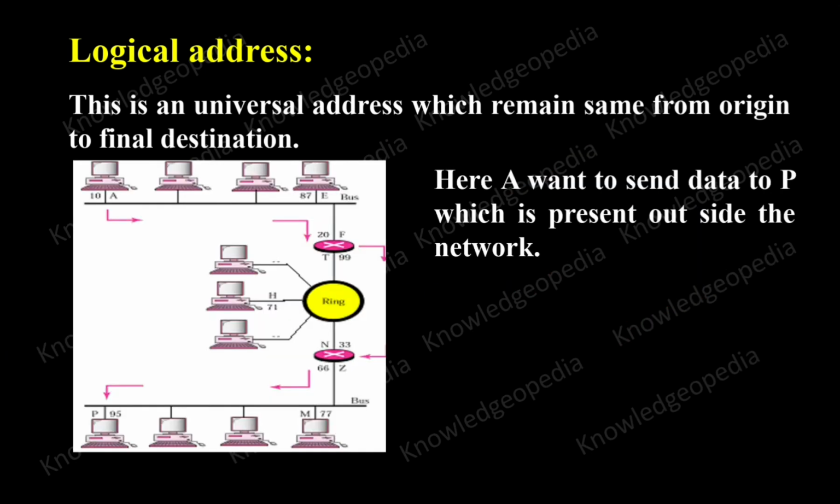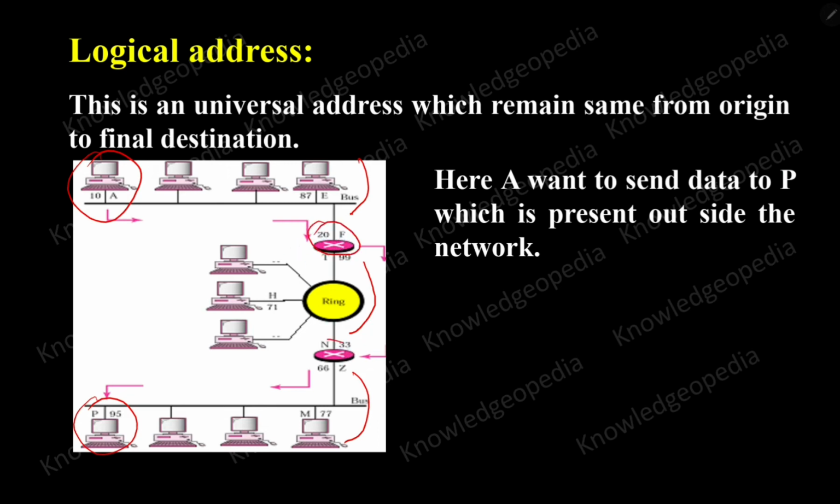Okay. Let us take one example. A wants to send data to P, which is present outside the network. You can see this consists of three networks. This is the first network, this is the second network, this is the third network. And these are connected through two routers.